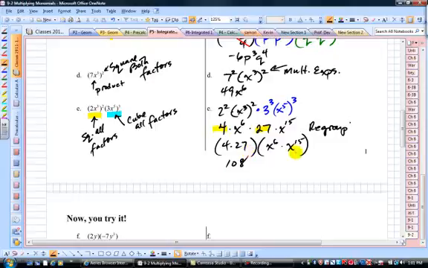Okay, this is the first rule here. When we're multiplying x to the 6th by x to the 15th, how many x's are we really multiplying? 6 plus 15, yeah, 21. So how do you say that correctly? x to the 21st power. So 108 times x to the 21st power there. And that's how it's done.